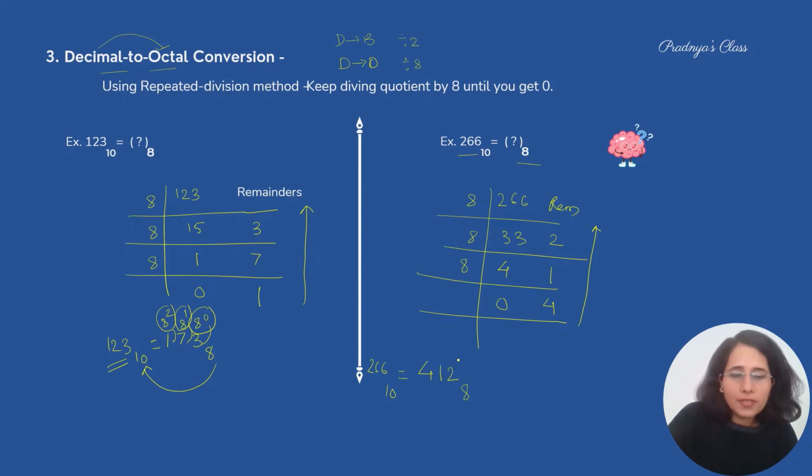If you want to cross check it whether it is correct or not, you know how to do it. Take the power of 8, 8 to the power 0, 8 to the power 1 and 8 to the power 2, and multiply these positional values to the digits and then add it up. You will surely get this answer.